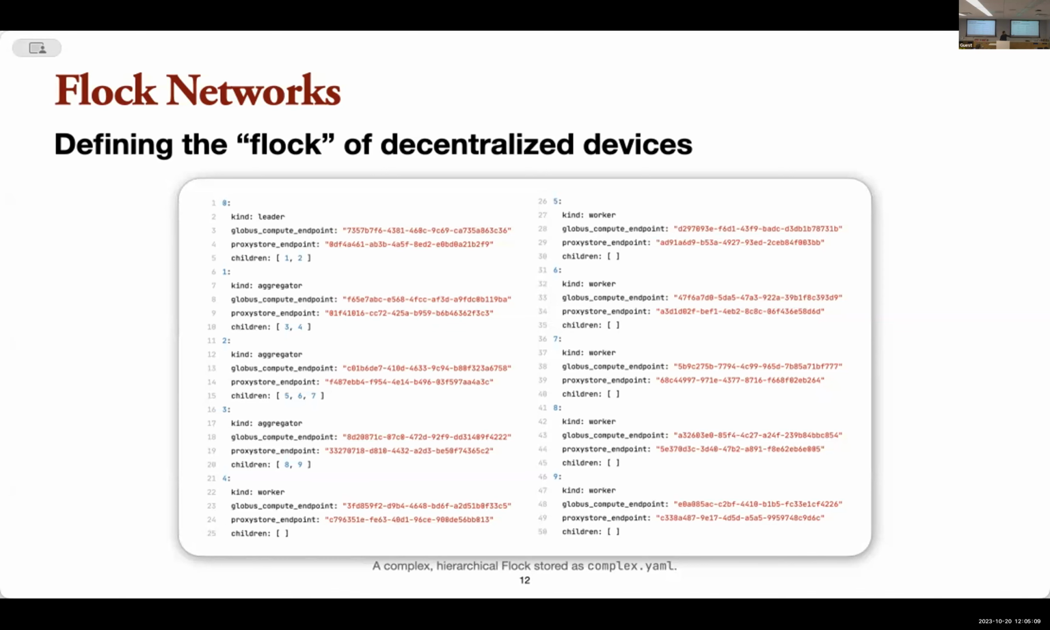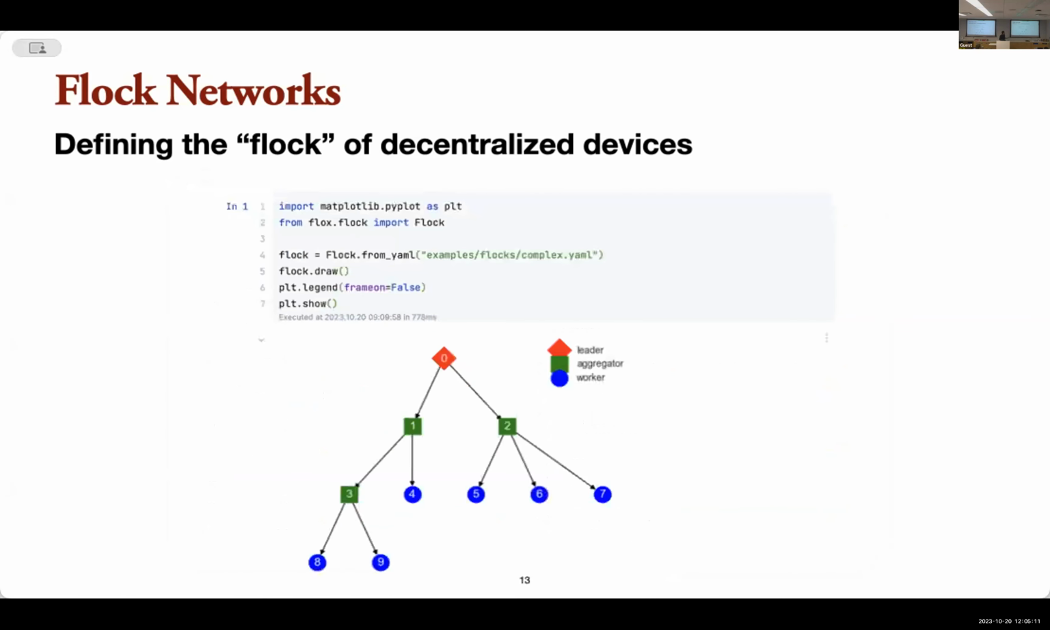And using this YAML file, in Flox, you can simply use the Flock object and import it from the YAML file, and then immediately you have your network. So we want it to be simple and easy to define these networks.